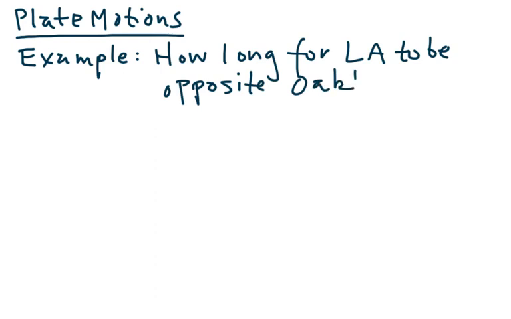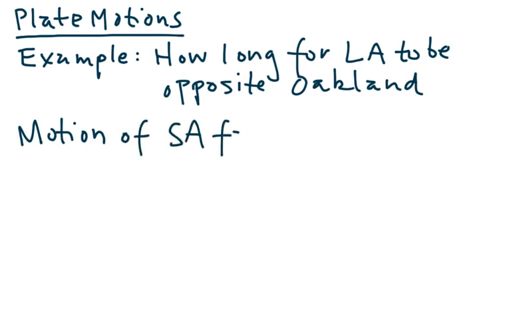So Oakland is a city that's near San Francisco on the eastern side of the San Andreas Fault, and Los Angeles is a city south of Oakland on the western side of the San Andreas Fault. So we need to know the motion of the San Andreas, which we'll just call SA, the San Andreas Fault, and the rate at which the plate moves is 35 millimeters per year.